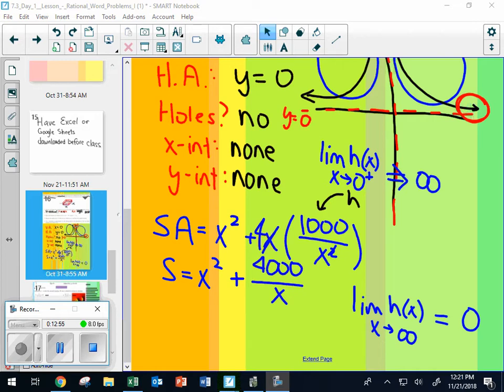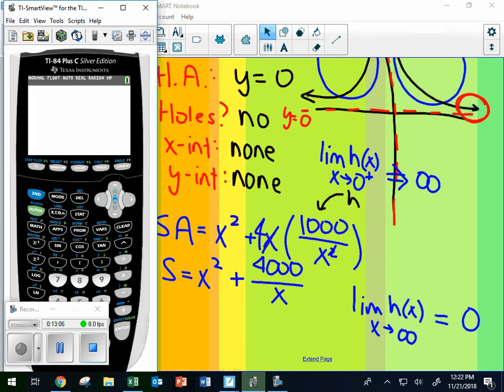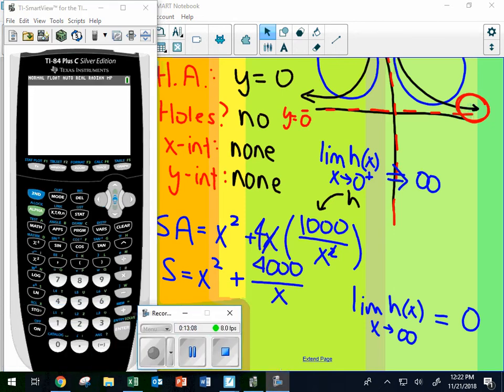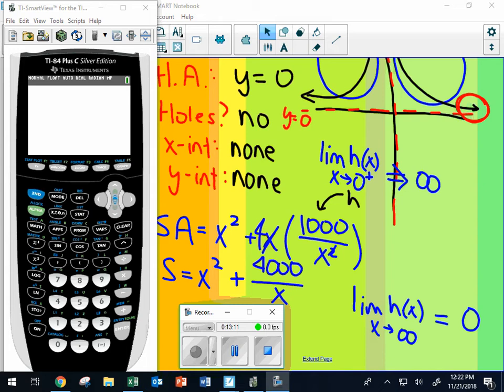Now that we all have calculators, take a second and put our equation for surface area into your calculator. I will also be doing so up here on the board. So I have my own calculator. I'll move that out of the way.